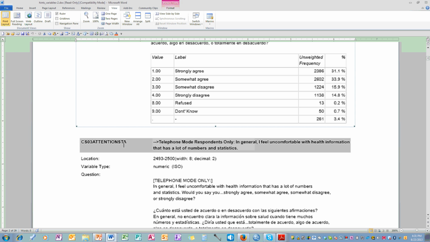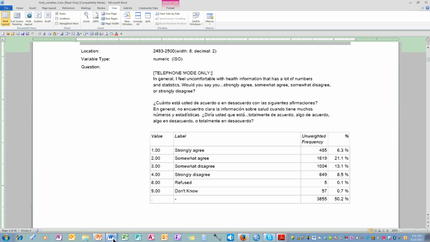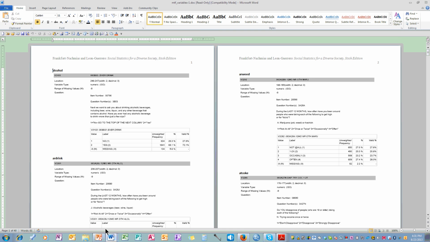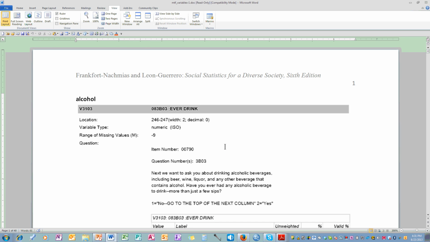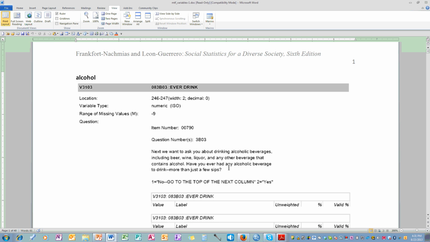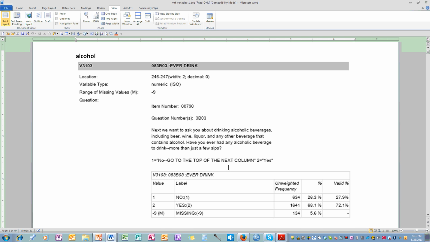All right? And then go back to the Monitoring the Future data. Question, zoom. And here we go. The first question has to do with alcohol. Next, we want to ask you about drinking alcoholic beverages, including beer, wine, liquor. Have you ever had an alcoholic beverage to drink more than just a few sips? Okay. No was coded as 1, and yes coded as 2.